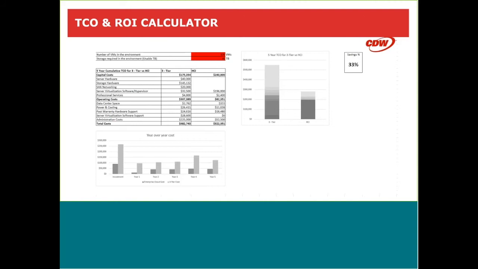So we're seeing about a 33% savings. That's a huge amount of money to be able to open up towards projects and different areas of your business, not just sinking it into administrative costs on your data center. So this is just a rough visualization for if you were looking to get one that is particular to what you guys are doing.